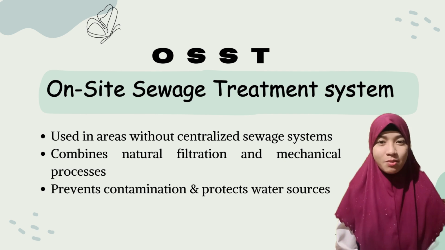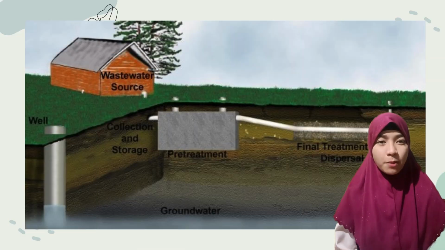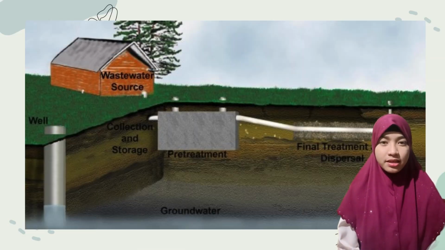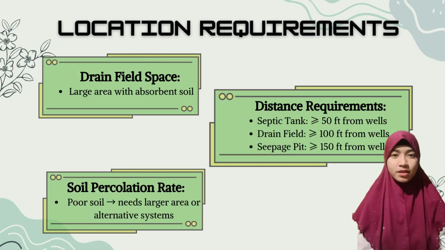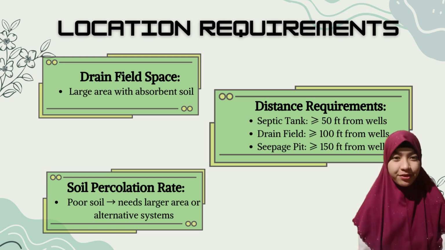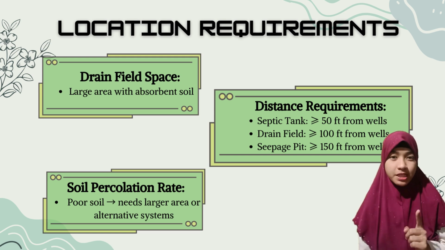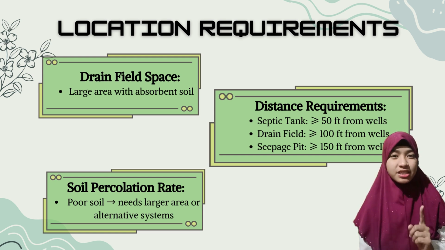This method is commonly used in rural areas, remote communities, and places where extending sewer lines would be too costly or impractical. With proper design and installation, OSST systems help prevent environmental pollution and ensure that nearby groundwater sources remain clean. Choosing the right location for an OSST system is very important because poor placement can lead to contamination and system failure. Here are some key considerations.